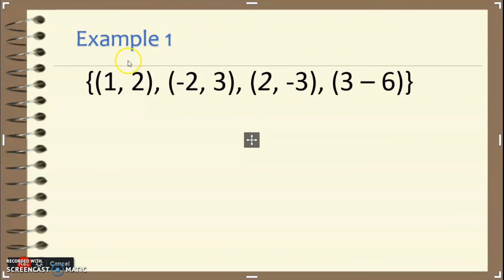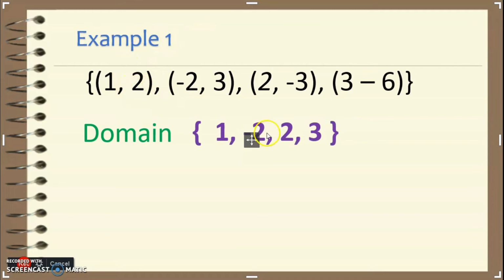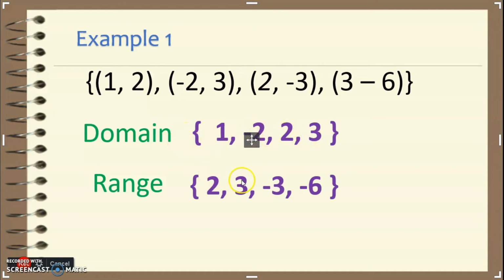Example, meron tayong set of ordered pairs. Ating domain, 1, -2, 2, and 3. The range, 2, 3, -3, and -1. Kung napapansin niyo, walang nagkapareho sa domain. So, ibig sabihin, ito ay function.